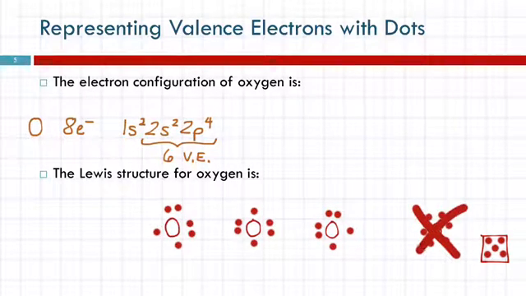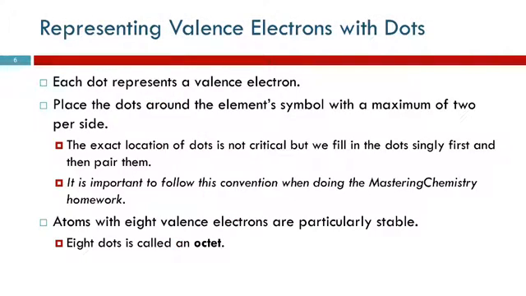So we don't want to do this. By going top, bottom, left, and right, it's just convention. It's easier. Okay? Any questions? So each dot represents one valence electron. You put the dots around the element symbol, you have a maximum of 2 dots per side. By side, we mean top, bottom, right, and left. The exact location is not critical, but generally we put 1 dot on each position before we start pairing them up.